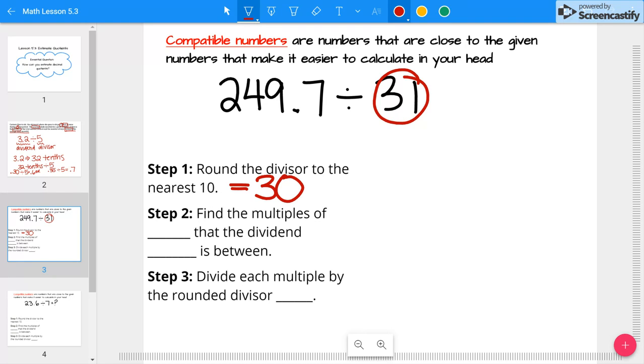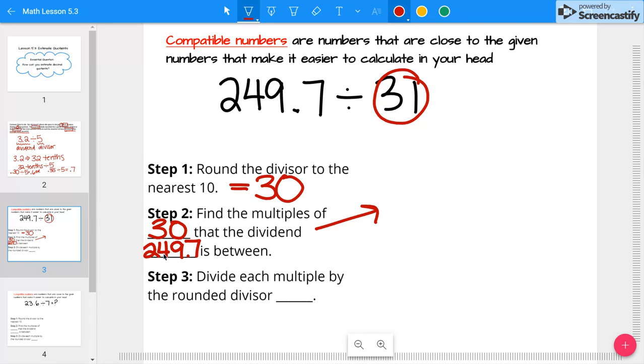So now I can find the multiples of 30 that the dividend, which is 249 7/10, is between. So to do this, think back to when we did this before with whole numbers. I can ask myself, okay, I have 249.